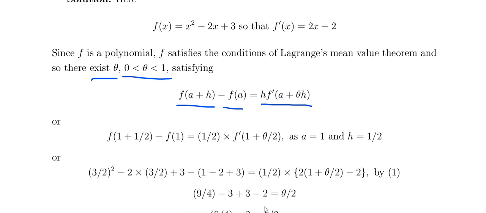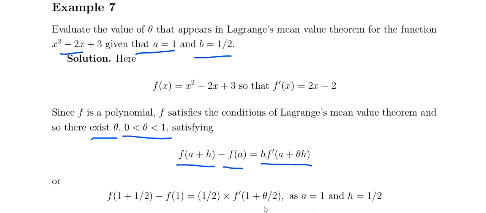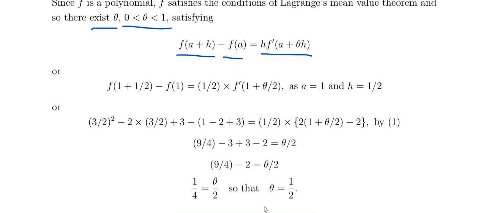So what we actually need is 1 plus 1 by 2. Actually, the given interval is 0 to 1, right? a is 1 and b is 1 by 2. So we can find f of 1 plus 1 by 2 minus f of 1, that is f of a plus 1 by 2 minus f of 1. So that is equal to 1 by 2, here h is 1 by 2.